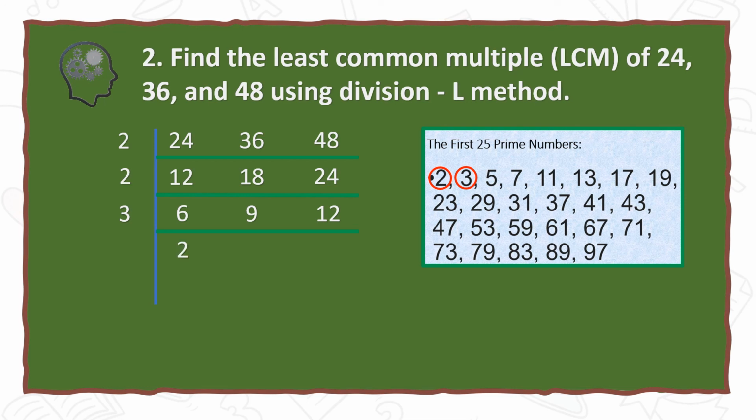6 divided by 3 is 2. 9 divided by 3 is 3. And 12 divided by 3 is 4. Let's check once again. 2, 3, and 4. Are all of them divisible by any prime number? No. How about 2 and 3? No. How about 3 and 4? No. How about 2 and 4? Aha. It's yes. 2 and 4 are divisible by 2.